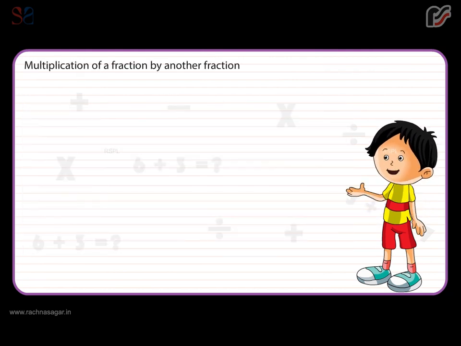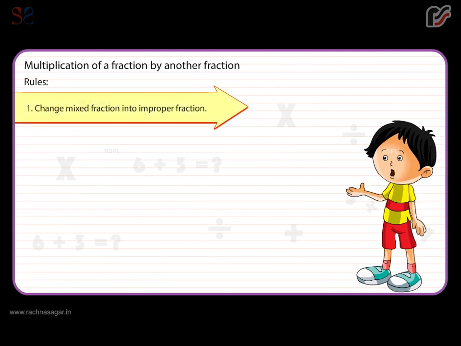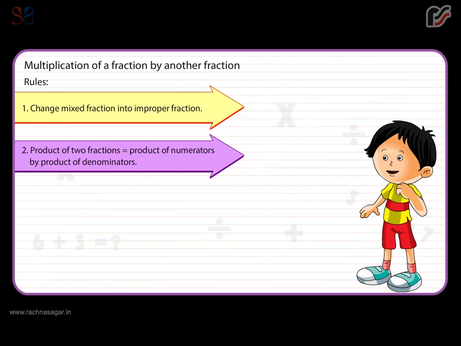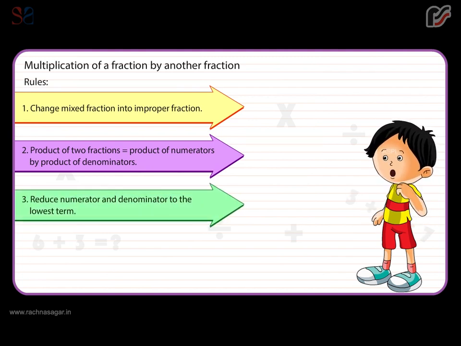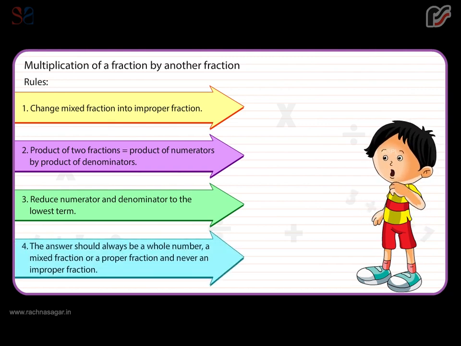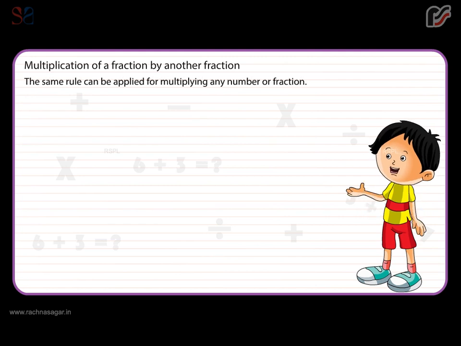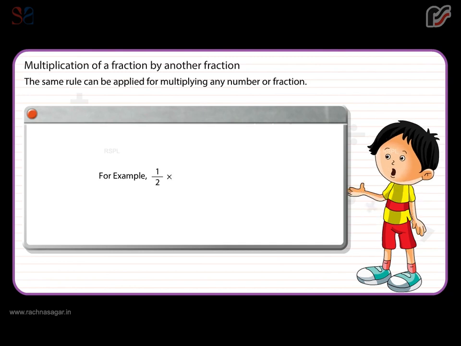Multiplication of a fraction by another fraction. Rules. Change mixed fraction into improper fraction. Product of two fractions is equal to product of numerators by product of denominators. Reduce numerator and denominator to the lowest term. The answer should always be a whole number, a mixed fraction or a proper fraction and never an improper fraction. The same rule can be applied for multiplying any number or fraction. For example, 1 by 2 multiplied by 1 by 3 is equal to 1 by 6.